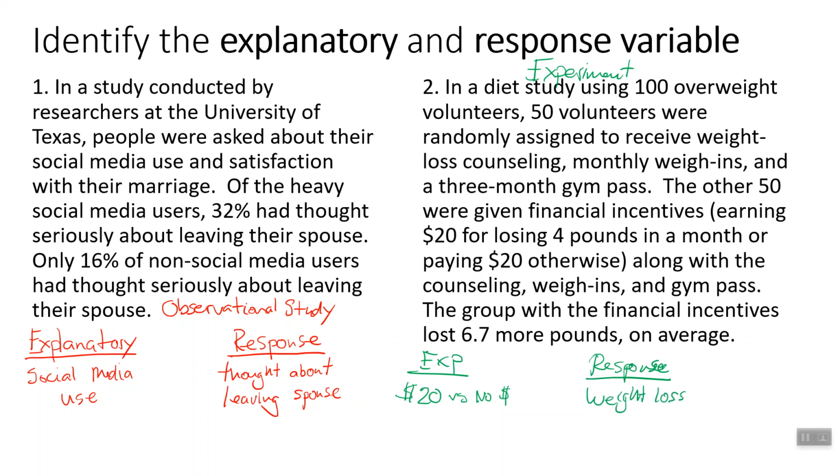So we're measuring how much weight they lose. All right. So the explanatory was the money, whether they were paying it or making it versus no money. There was no money involved in the other group, the control group, I guess you'd call it. And the response was the weight loss. So we're measuring how much weight they lost.